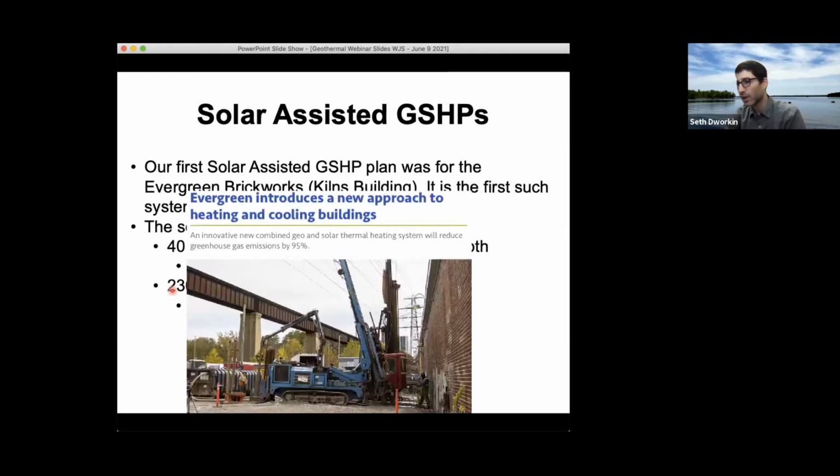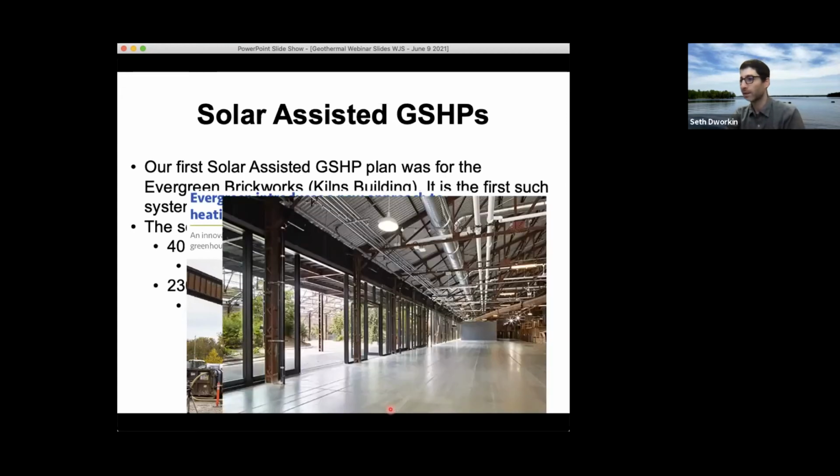Here's an image of the driller putting in those boreholes. They were in an existing building, so they went down on an angle to get the boreholes under the building to take advantage of a larger volume of ground. This is a photo of the inside of the building. It was hooked into hydronic heating and cooling through a radiant floor. It's to be used as an event site for weddings or corporate events in the future.